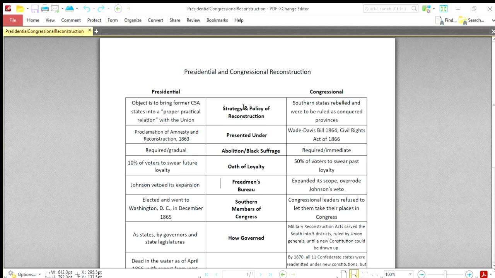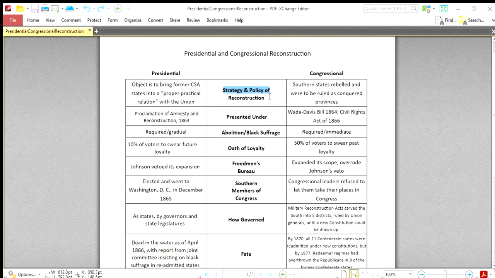The middle column in bold print gives the basic themes of the Reconstruction. The positions of each side present the presidential position on the left and the congressional position on the right. For the first position, strategy and policy of Reconstruction, the presidents saw the object of Reconstruction as bringing former Confederate states back into, to use Lincoln's words, a proper practical relation with the Union. Regardless of what these former Confederate states had done in the past, Lincoln wanted to make them states in the Union again as quickly as possible.